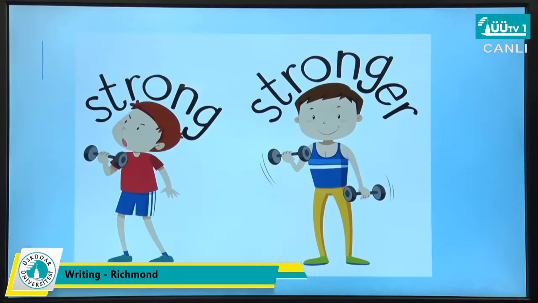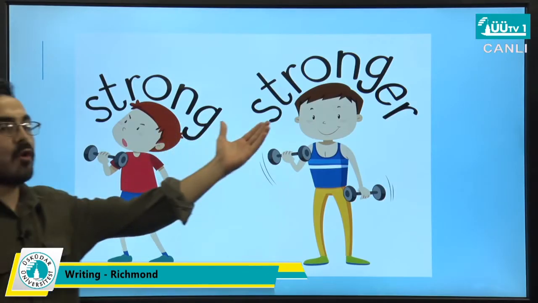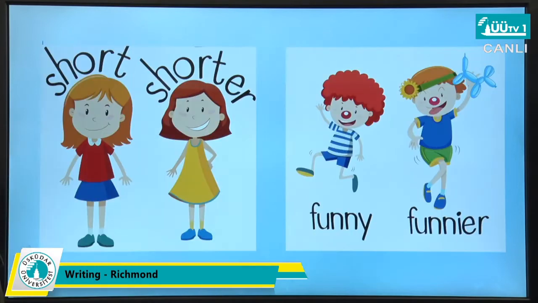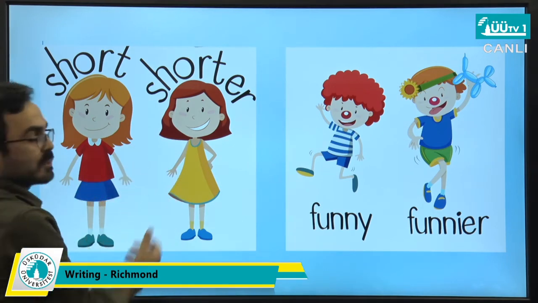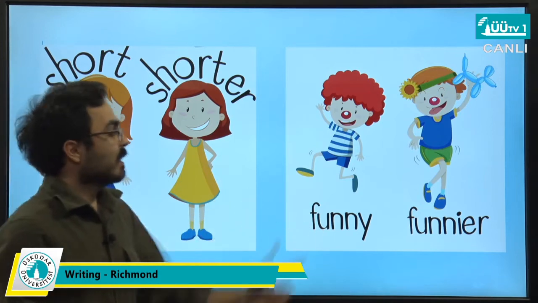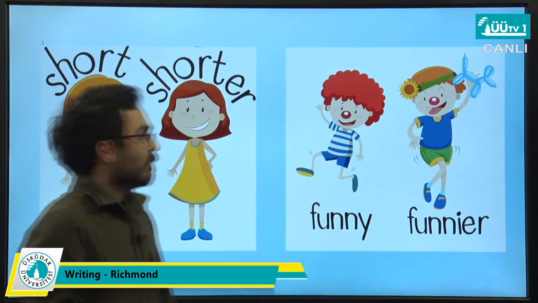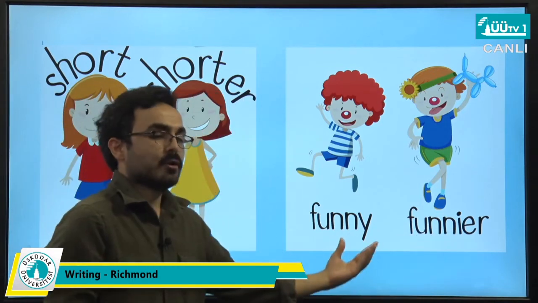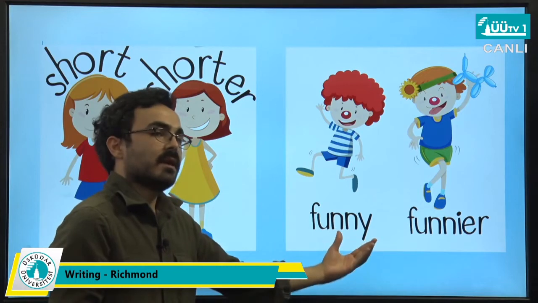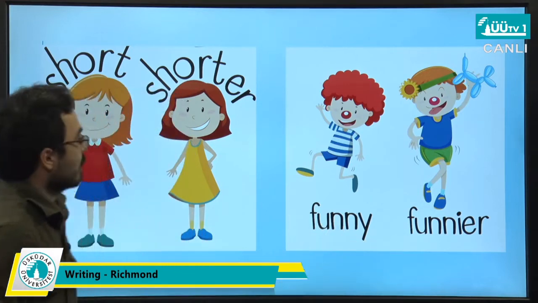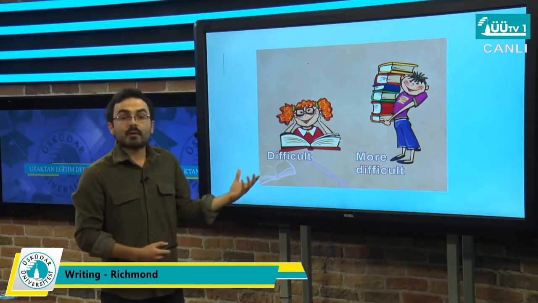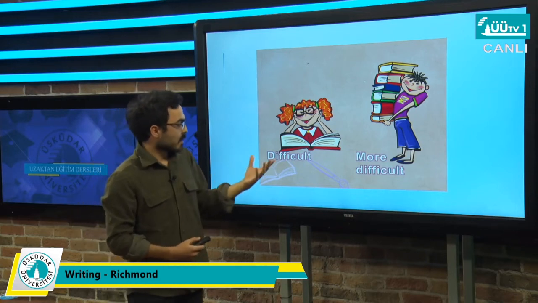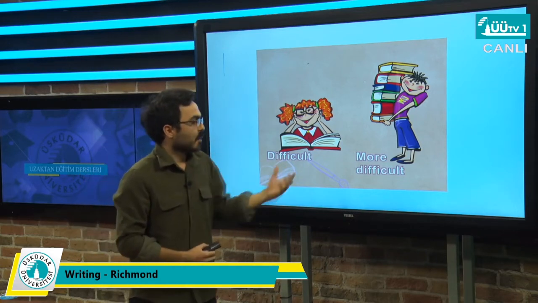Let's look at these examples. Strong becomes stronger. And short becomes shorter. If you can see, this girl, compared with this girl, is shorter. And the word funny. Funny becomes funnier here, Y-I-E-R, because the letter Y ends the word funny. Good. And a word such as difficult, with more syllables, we have more here.